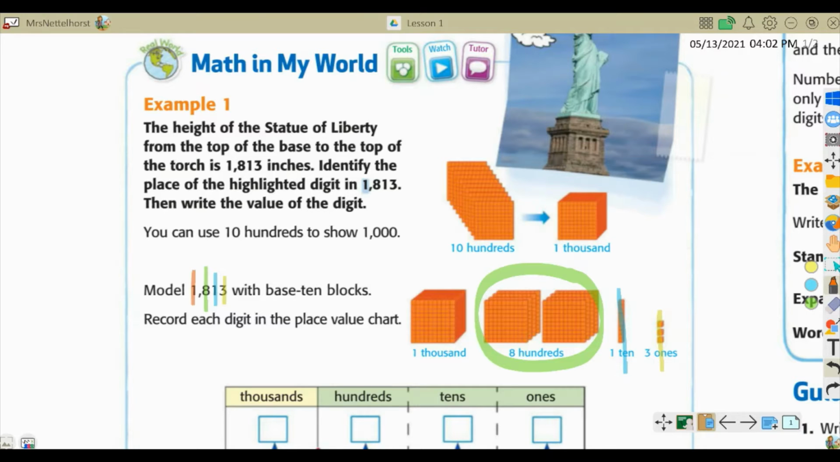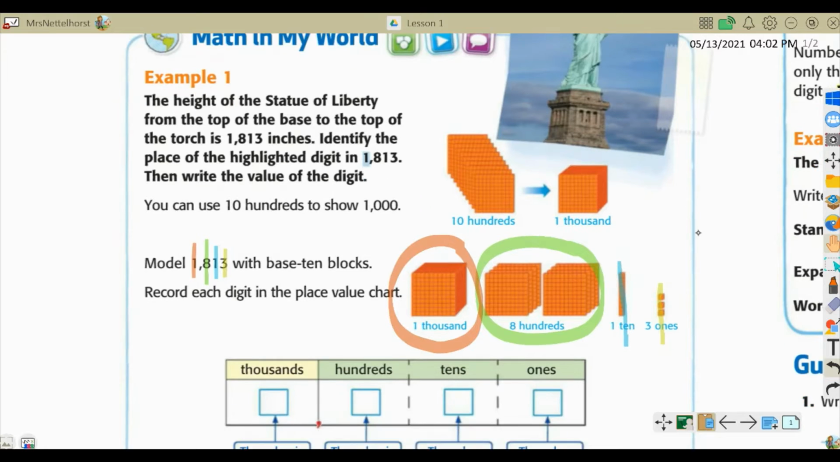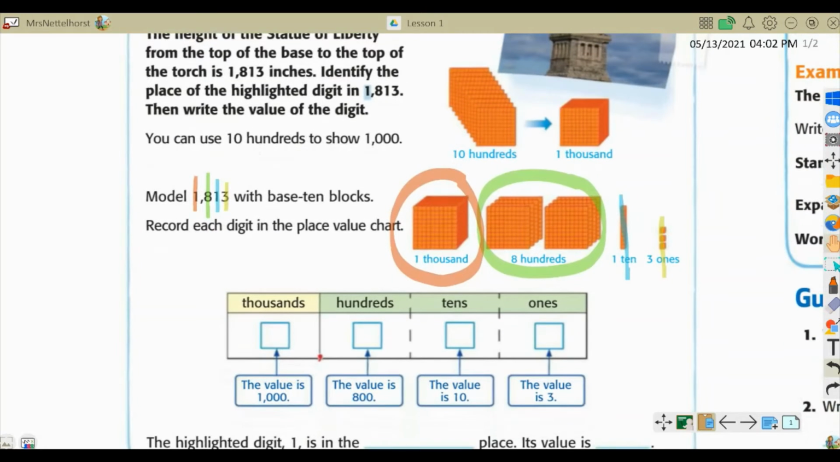And then we have 1 in the thousands place, so we have 1,000 right there. Okay, let's continue on. So we're going to put these in the place value chart. And like I said, we're going to work from right to left, just like we would if we were adding or subtracting. We would start in the ones place. So I have 3 ones. Now you can see them. I have 1 ten. I have 8 hundreds, and I have 1,000, okay?